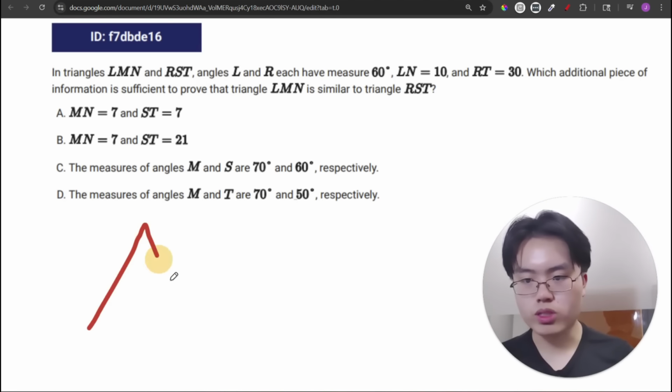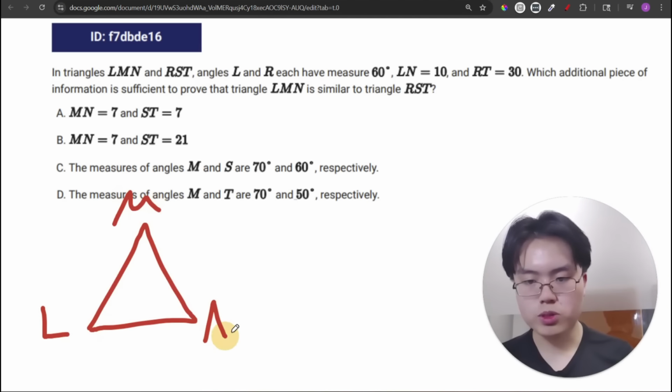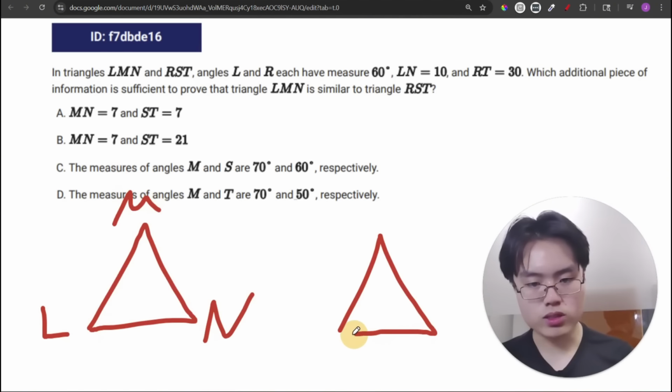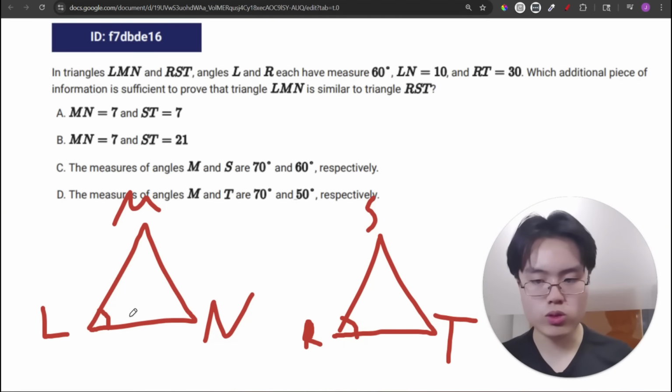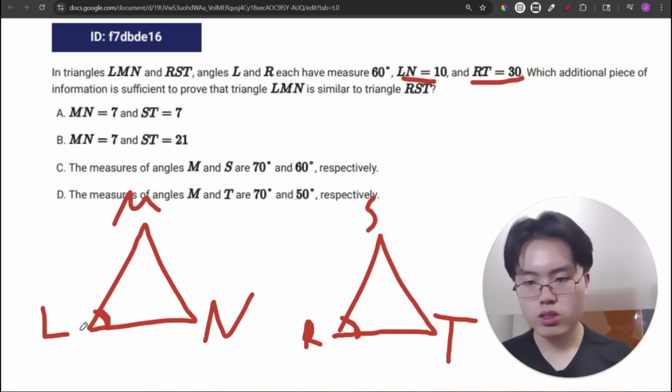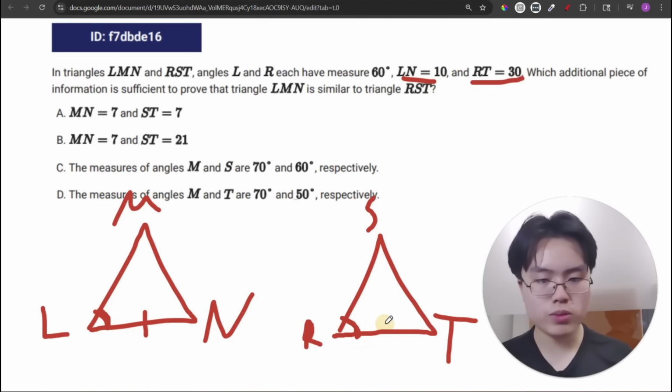So let me draw this out real quick. LMN. I'm just drawing regular triangles because it doesn't say that they're right triangles. This is R, that's a really small R, and then ST. Okay, we know angles L and R are the same. I just like symbolizing to myself. And LN is 10 and RT is 30. I know they're not the same length, and this notation means they're the same length, but I'm just doing this to show it.